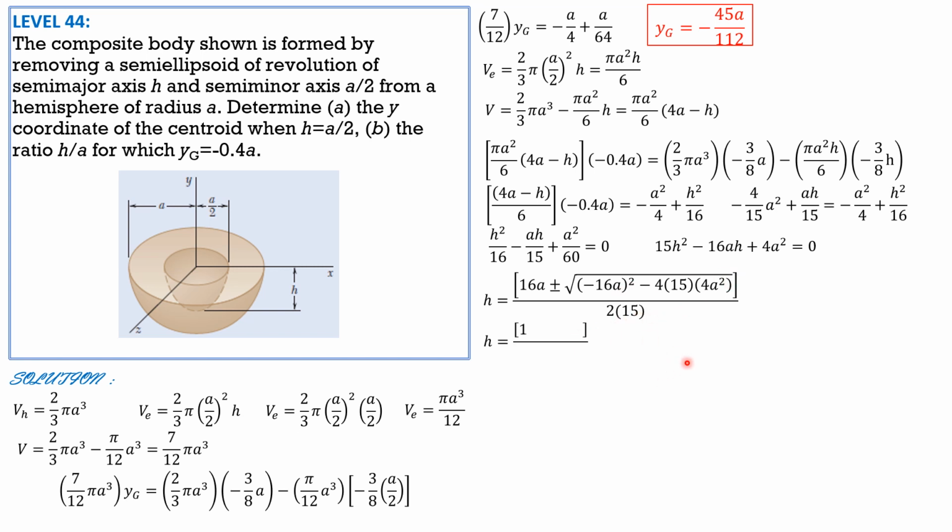Simplifying the radical, h is 16a plus or minus 4a over 30. If we use plus, 16a plus 4a is 20a over 30, so that's 2/3 of a. If we use minus, 16a minus 4a is 12a over 30, that's 2/5 of a. Therefore, the ratio h over a is either 2/5 or 2/3. So that's it for this problem.